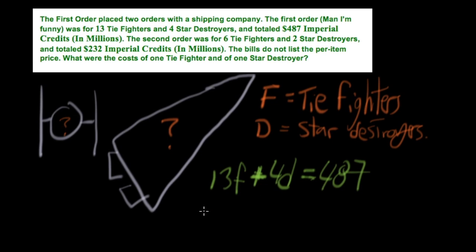And the second time was 6 TIE fighters and 2 Star Destroyers, 2 of them. And that was equal to 232. Okay. So that's your 2 systems.